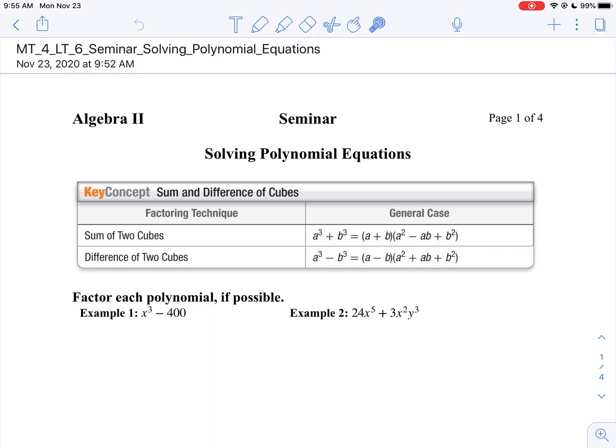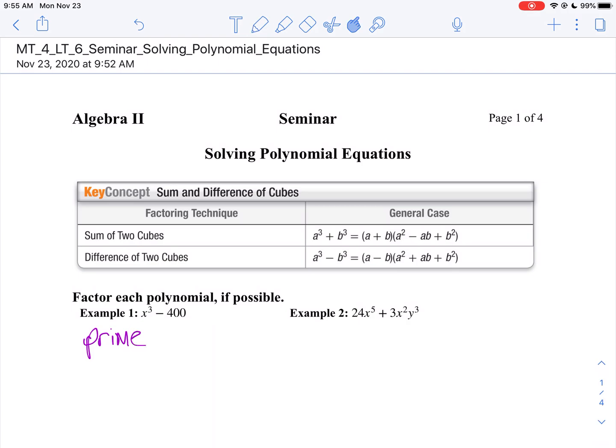Now, can you factor? Let's take a look at this one because not everything can be factored. Some polynomials are prime. That is, you can't factor them at all. X cubed, I can factor that because that will be a perfect cube. 400 though, that's not a perfect cube. And the only way you can factor a binomial is if it's a sum of perfect cubes or a difference of perfect cubes or a sum of squares or a difference of squares. So this one is a prime polynomial. You can't do anything with it.